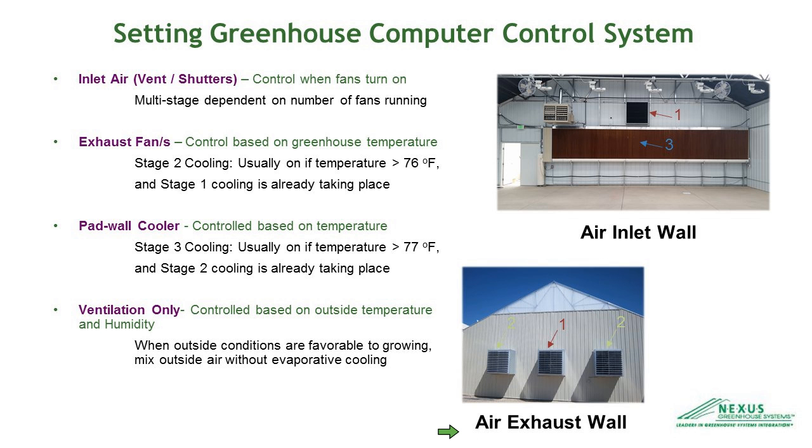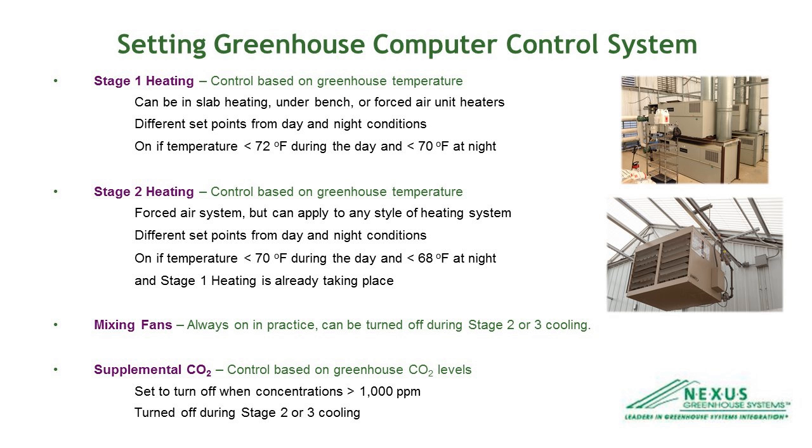Next, I'm going to move on to the stages of heating. These are based on greenhouse temperature. Stage 1, as we mentioned, could be in-slab heating, under bench heating, or unit heaters. Most times, growers have different set points for day and night. Sometimes they'll have the night set point be a little cooler than the daytime set point.